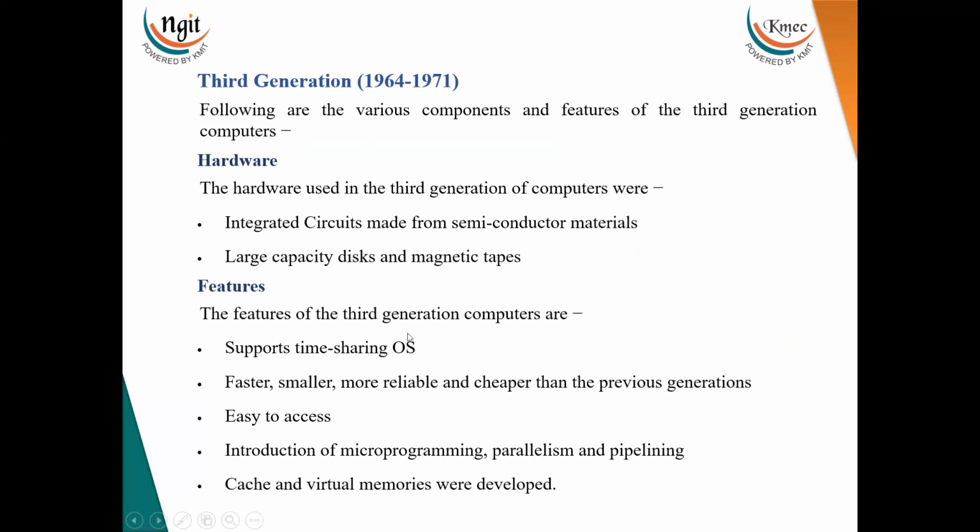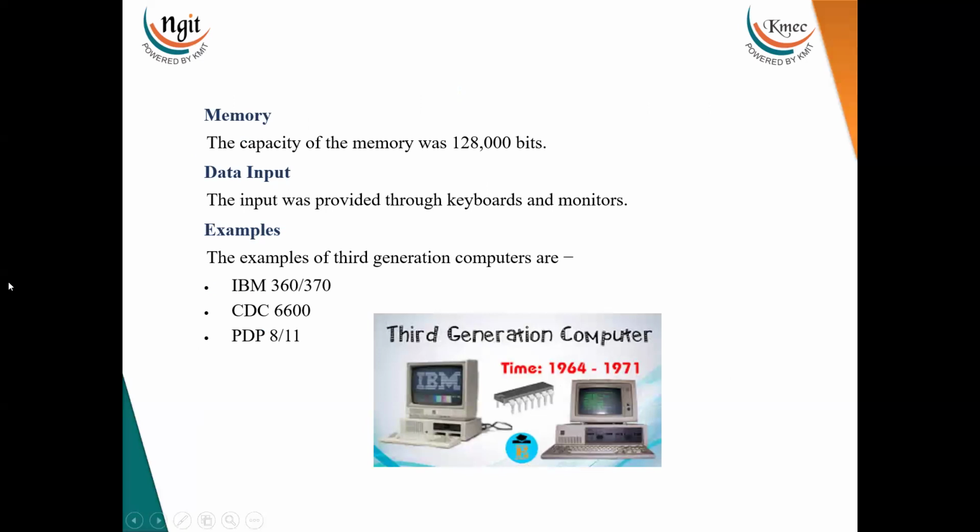Now, if we see the features of the third generation, it supports a time sharing operating system. And because the ICs were developed, compared to the previous generation, these systems are faster, smaller in size, more reliable, and cheaper. So they are easy to access. Now, the efficiency of the system is improved by introducing microprogramming, parallelism, and pipeline techniques. Now, in this generation, cache memory and virtual memory were also developed.